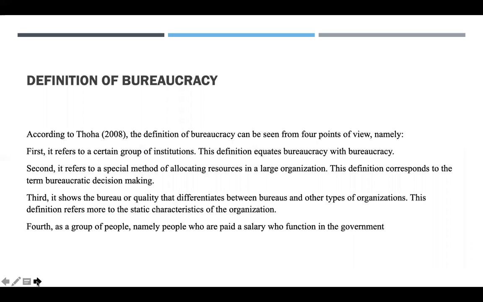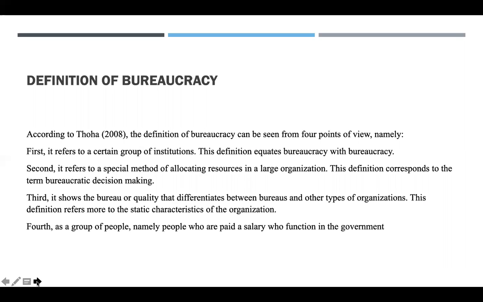So what is the definition of bureaucracy? According to HA 2008, the definition of bureaucracy can be seen from 4 points. The first point is bureaucracy refers to a certain group of institutions. It means that this definition equates bureaucracy as the organization, as a place that we call an institution. And then the second one, bureaucracy as a special method of allocating resources in a large organization. This definition corresponds to the term bureaucratic decision making.